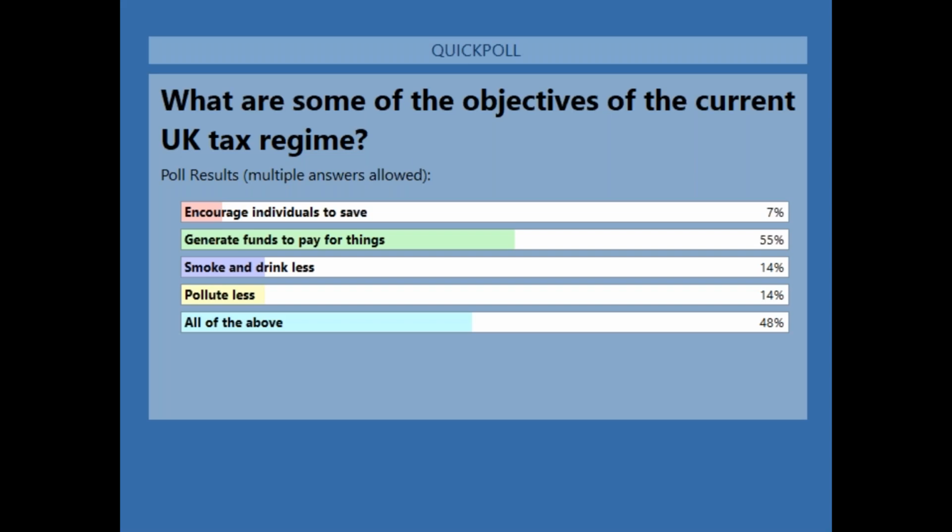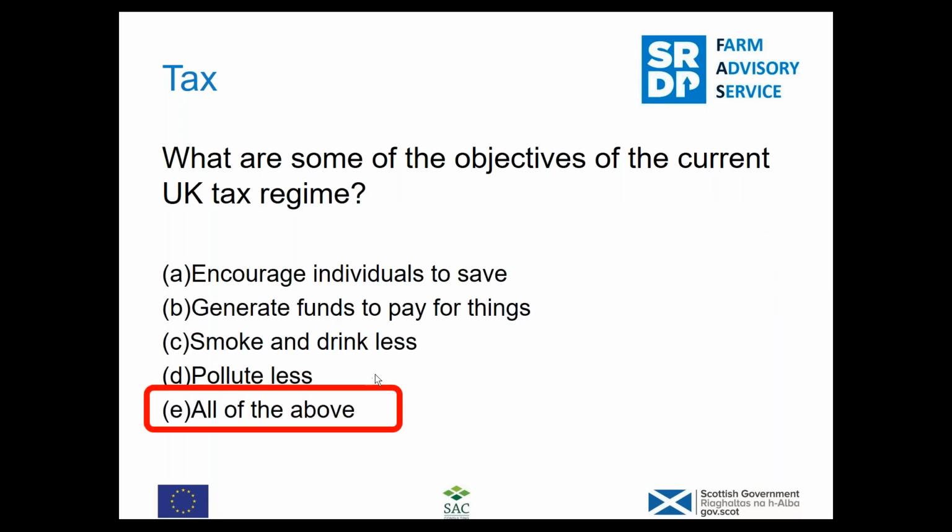Here are the results. So the people who said all of the above are correct. So the tax system isn't just about generating income to spend on things, although it is very important. The regime of tax is used to encourage people to save. So, for instance, you'll get ISAs and personal savings allowances which are there to encourage people to save. They are trying to encourage you to smoke and drink less, hence the tax on cigarettes and alcohol. They are trying to encourage us to pollute less. You've got things like landfill tax, climate change levy, company car tax. So tax isn't just about raising funds, it's also about trying to change our behaviour to a certain extent. So all of the above.